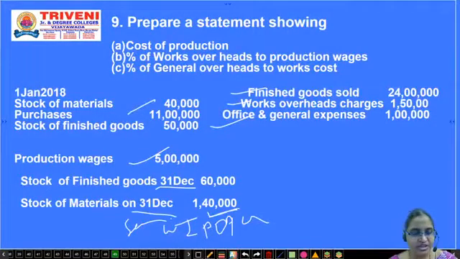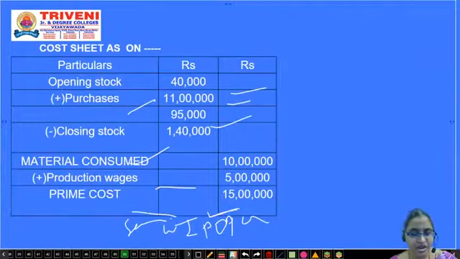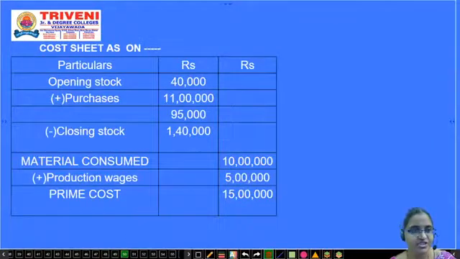So in written form you see the problem. First, the cost sheet as on 31st December. Heading: particulars, rupees. First, opening stock 40,000, add purchases 11 lakh.